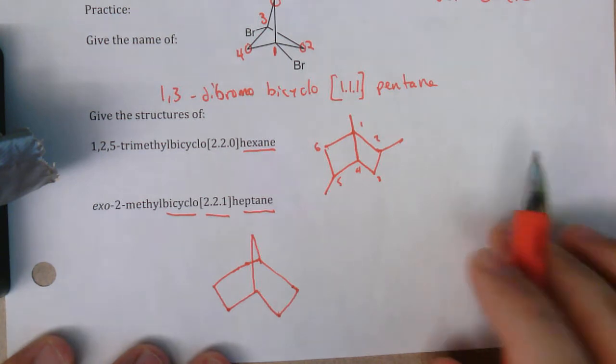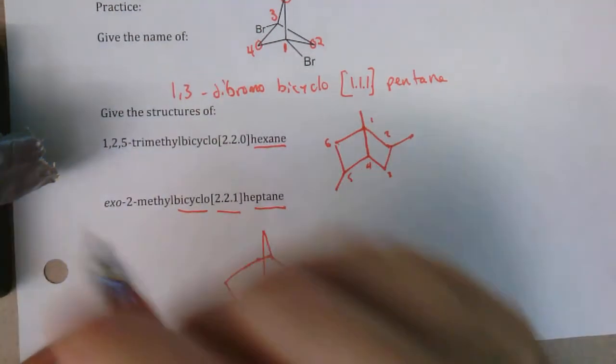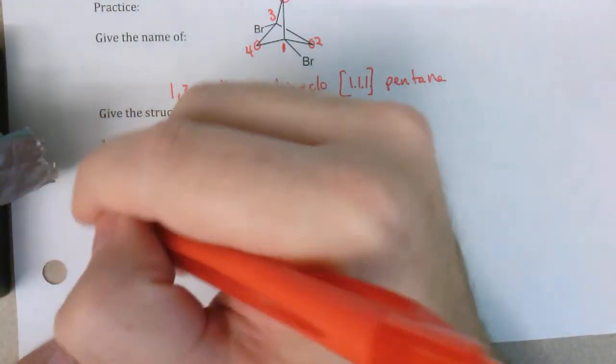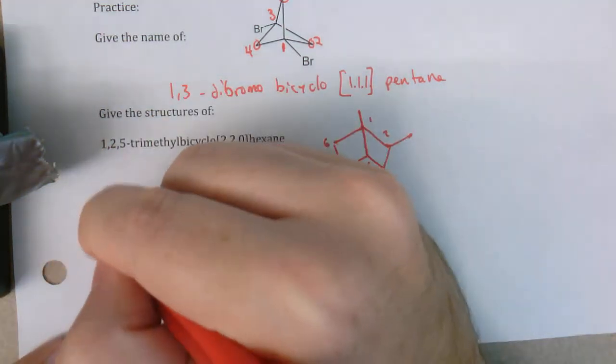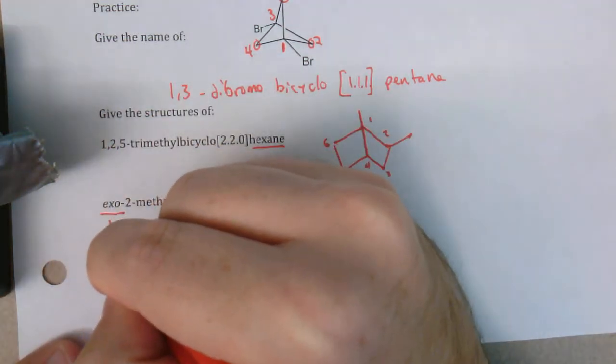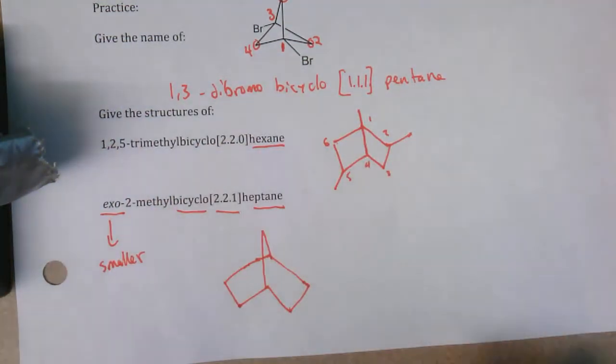Okay, 2-methyl, but it's exo. So we've got to remember, does exo mean it's closer to the smaller bridge or the larger bridge? Exo means it's closer to the smaller bridge because exo is a smaller word than endo. Easier way to remember that. Exo is shorter, it's only 3 letters. So we've got to be by the shorter bridge because we're exo.